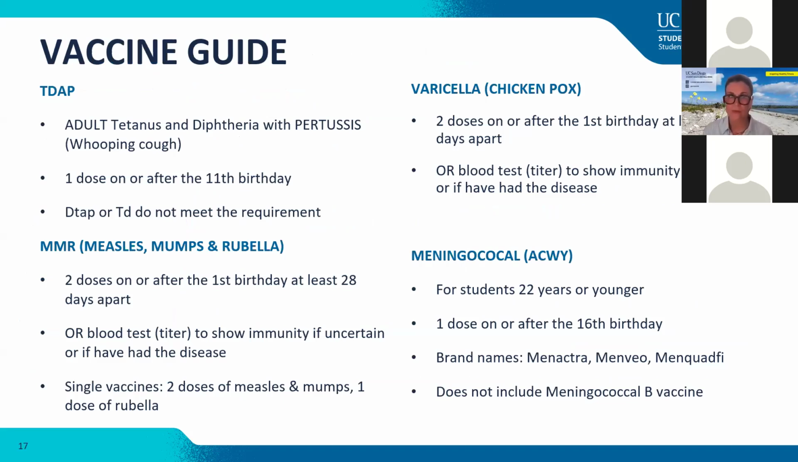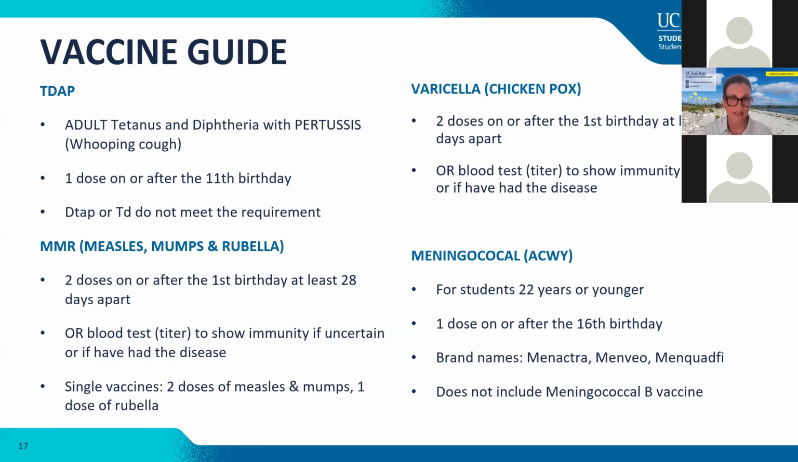Just to look a little bit more at the vaccines, the first one is Tdap, and mostly you would have had that around your 10th or 11th birthday. DTaP or Td doesn't meet the requirement because we really need you to have had the adult pertussis component of Tdap. The next vaccines are MMR and varicella.